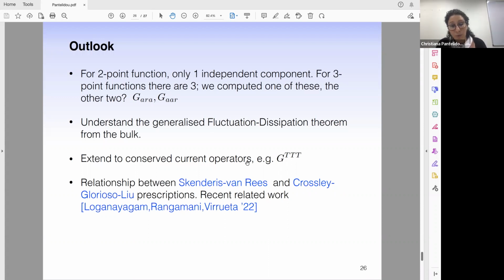Another direction we are exploring is the retarded 3-point function, now of only stress tensors. And as Alfonso was asking earlier, we want to understand the relationship between the Skenderis-van Rees approach and the Crossley-Glorioso-Liu prescription. Currently, we don't understand that, and I don't think it's clear in the literature either. And we want to connect with results that use that formalism.